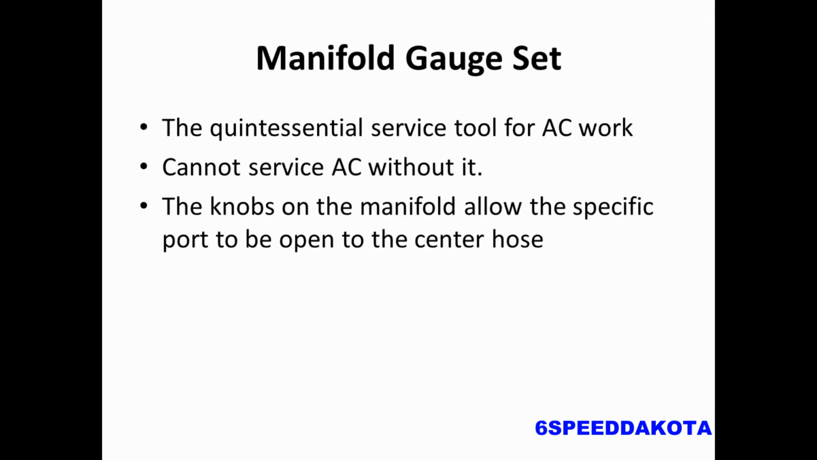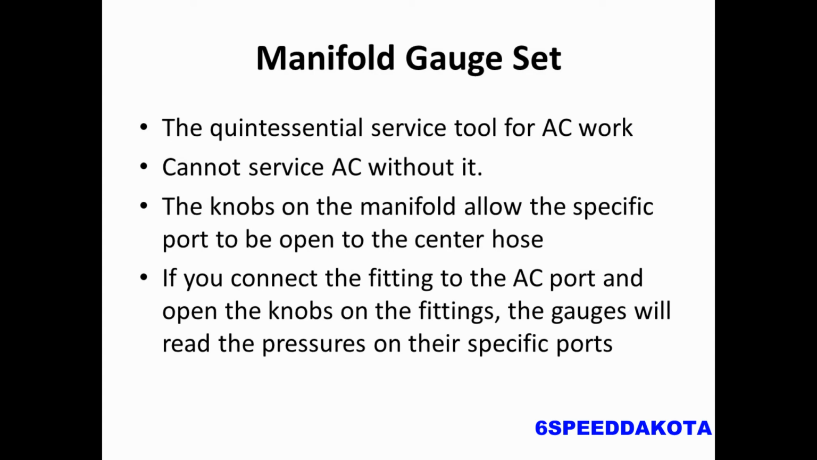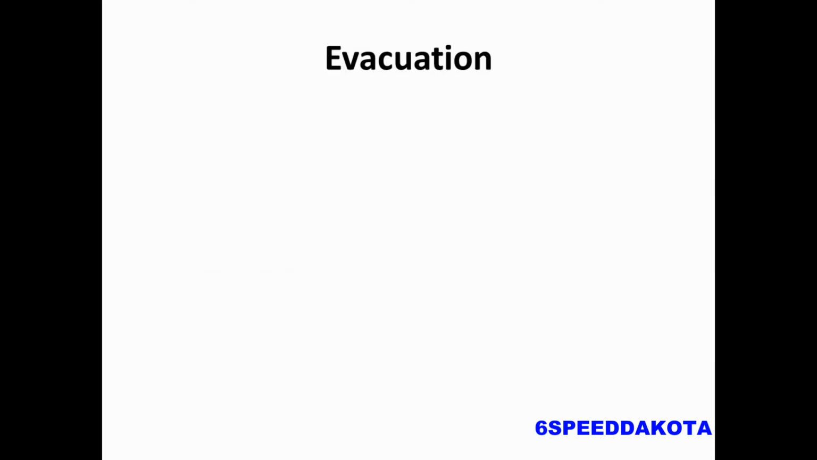Manifold gauge set is the quintessential tool for AC work. Even if you have a fancy machine, manifold gauge set is built right into the machine. So you cannot service the AC system without it. The knobs on the manifold allow the specific port to be open to the center hose. So if you open up one of the ports with pressure in the system without anything on the center hose, refrigerant will just pour out the center hose. If you connect the fitting to the AC port and open the knob on the fitting, then we open our system up to the gauges, and the gauges will read the pressures at their specific ports.